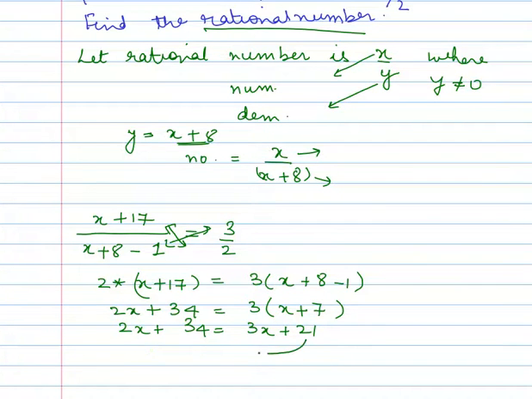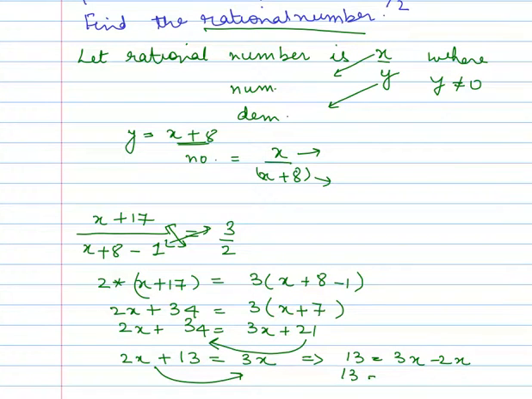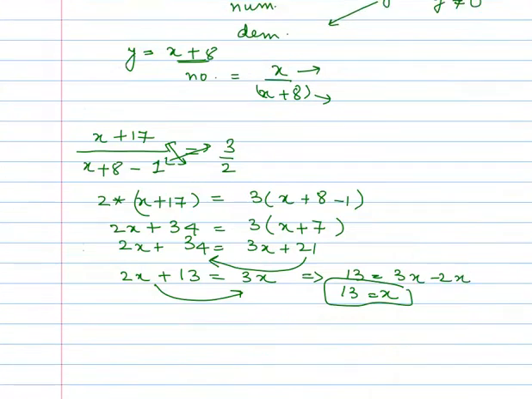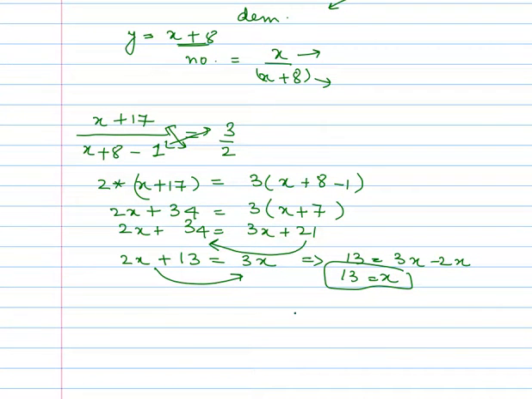So we will move 21 over here. 2x plus 13 is equal to 3x. 2x will move over here, which implies 13 is equal to 3x minus 2x. This becomes x, so 13 is equal to x. So x equal to 13, but we still have to find the rational number.